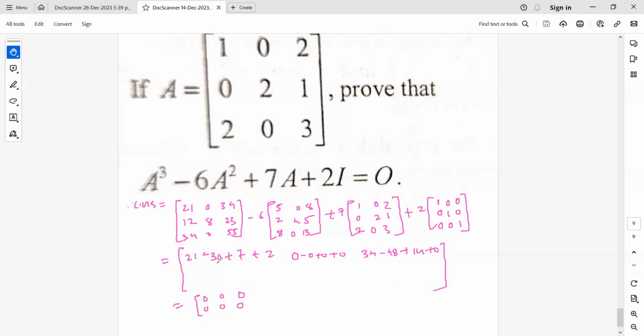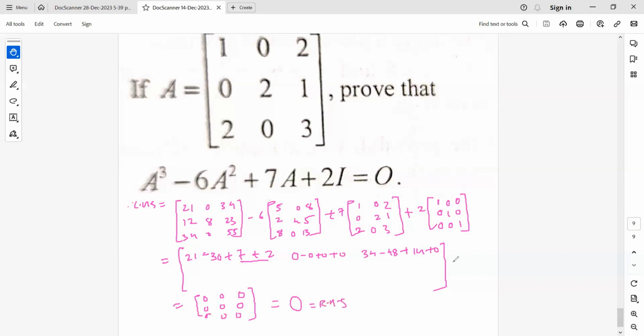See here, 21 minus 30 will be minus 9, and minus 9 plus 9 will be equal to 0. Here at least the second elements are 0. Similarly, 34 plus 14 is 48. So 48 minus 48, again we will be getting 0. Altogether we will be getting all the 9 elements equal to 0, and this is nothing but the matrix O, which is the RHS.